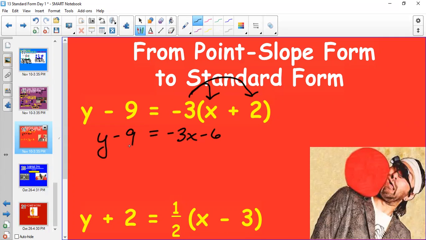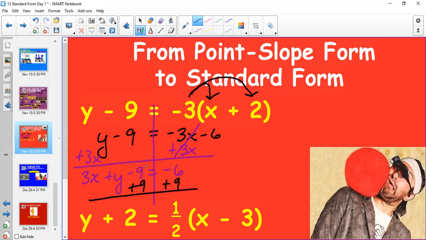All right. I have a few things that are in the wrong spot. I want my x term to come first, so switch the side, switch the sign. That gives us 3x, a positive y, and a negative 9 equals a negative 6. Now it's close, but I want just one constant, not two of them, so I have to move that negative 9 to the other side. Again, switch the side, switch the sign. Final answer here would be 3x plus y equals 3.